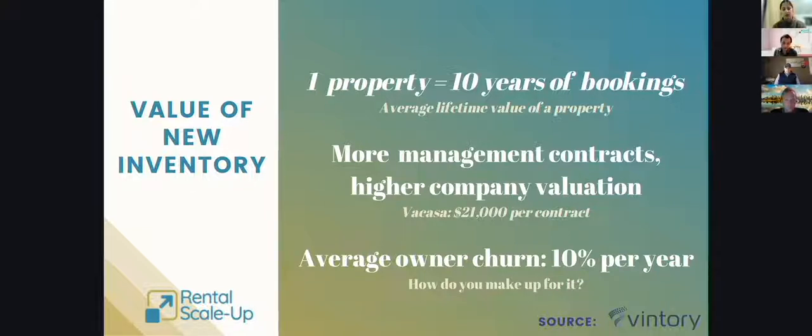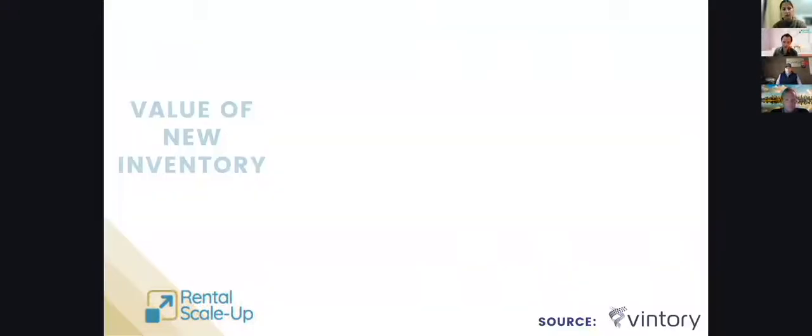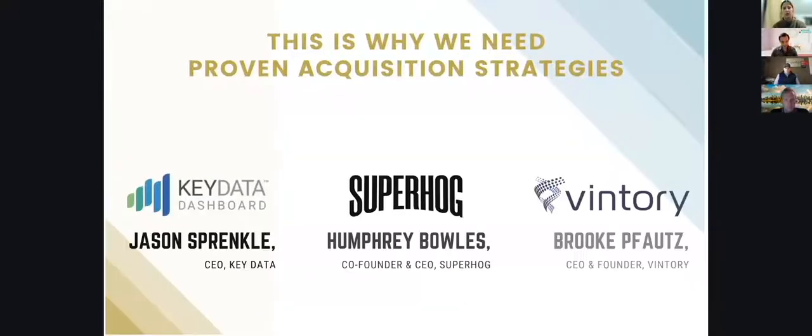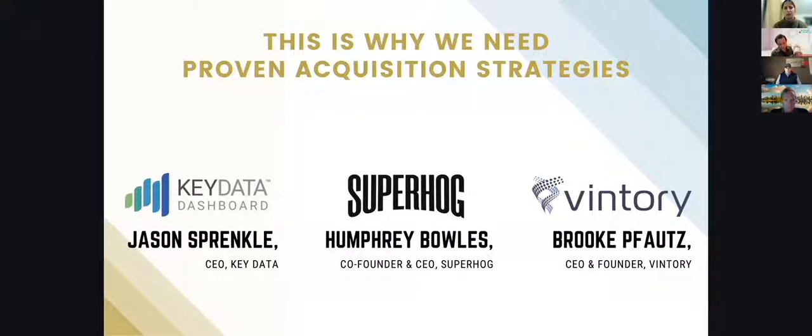And even if you don't want to grow, imagine the churn is about 10% per year. Every year, you're losing 10% of your properties. So it does mean that even if you want to stay where you are, you also want to acquire more properties, just to replace the ones you're losing. So I just wanted to paint a picture. But clearly, we need strategies and proven tactics to acquire more listings.